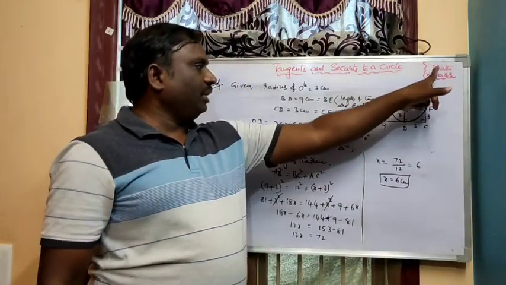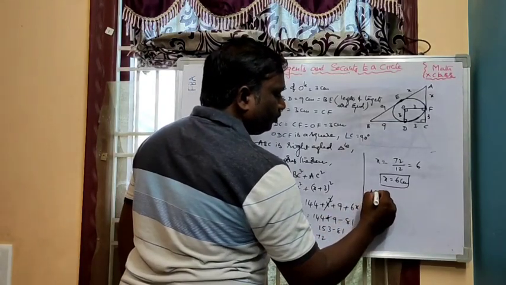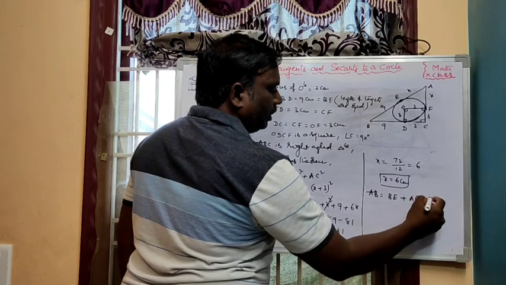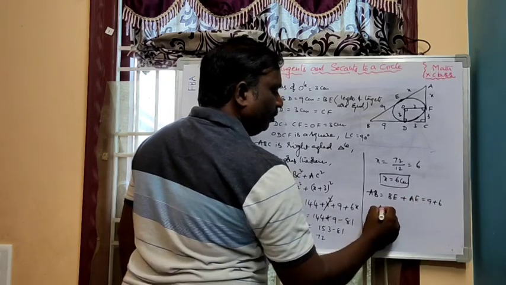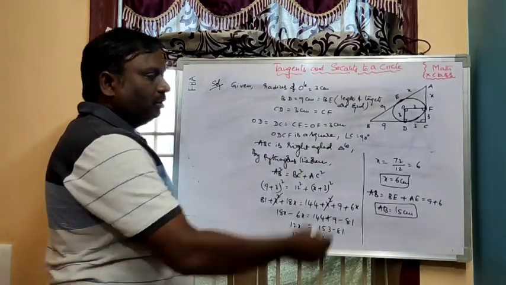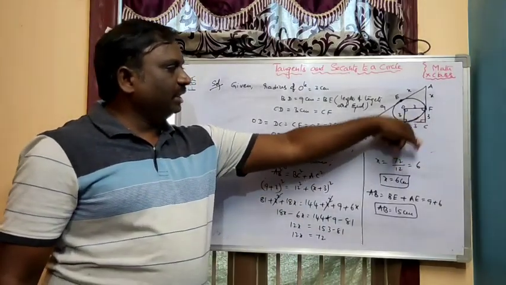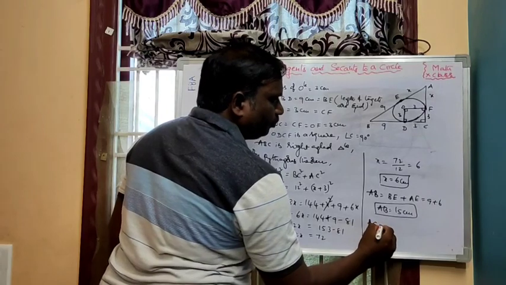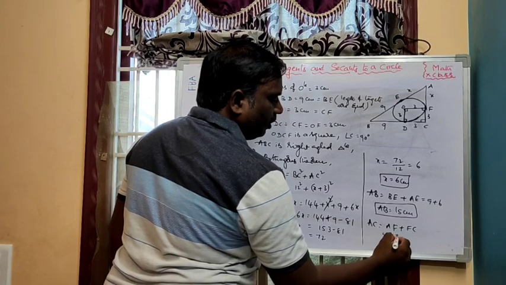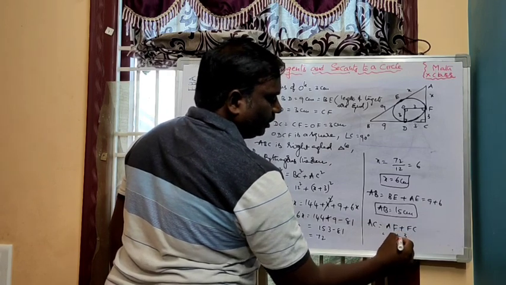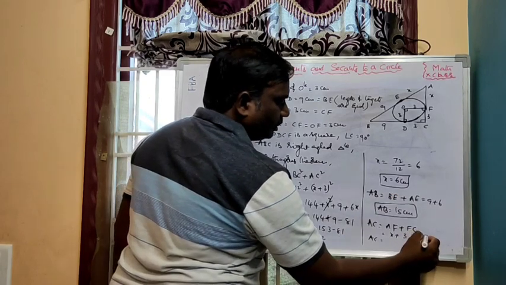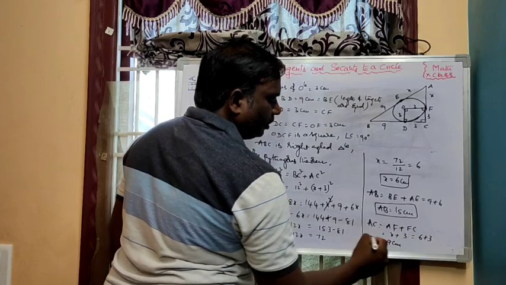If you know x, then you can find the total length of AB. Therefore, AB equal to BE plus AE, that equal to 9 plus 6. Therefore, AB equal to 15 centimeters. Clear? Similarly, we need to find AC also. AC equal to AF plus FC. Already AF is x, plus FC. FC is 3, x is 6. 6 plus 3. AC equal to 9 centimeters.